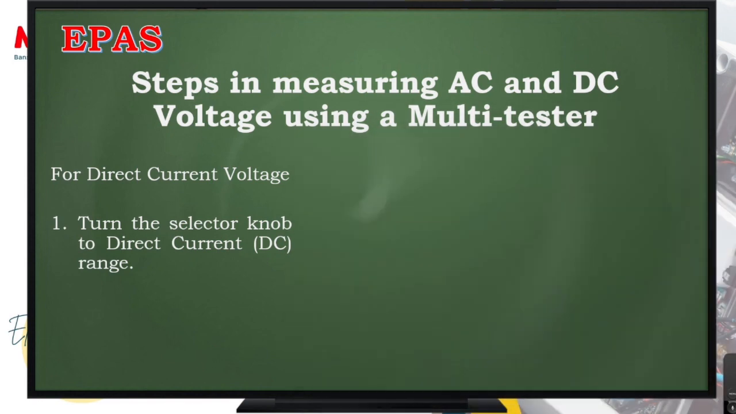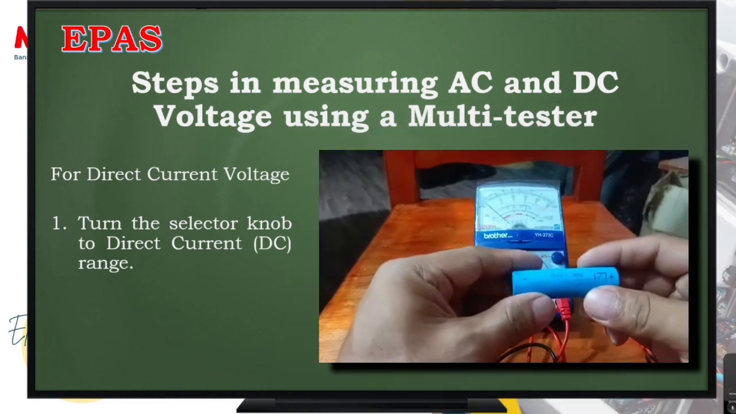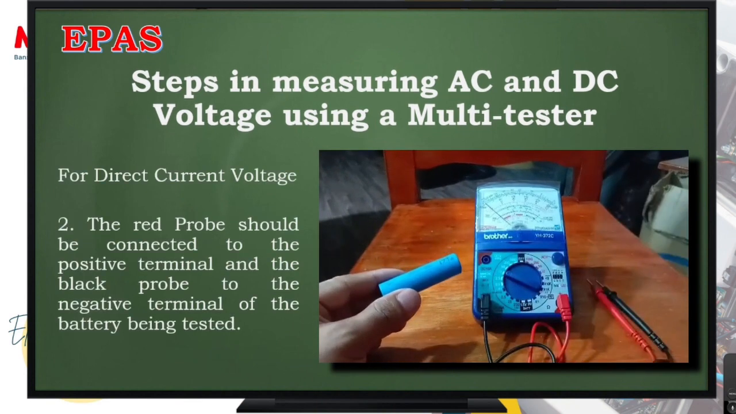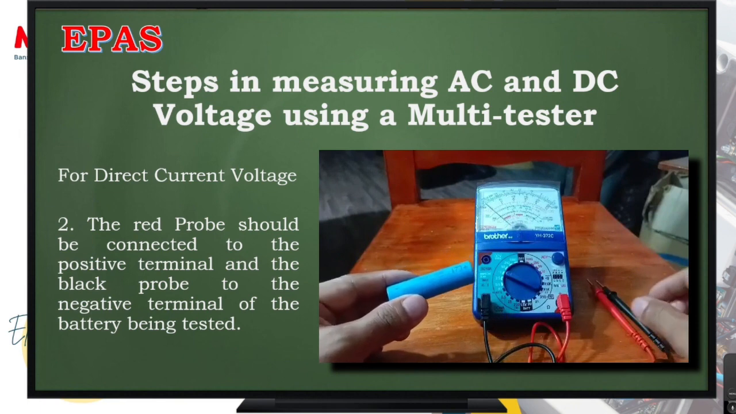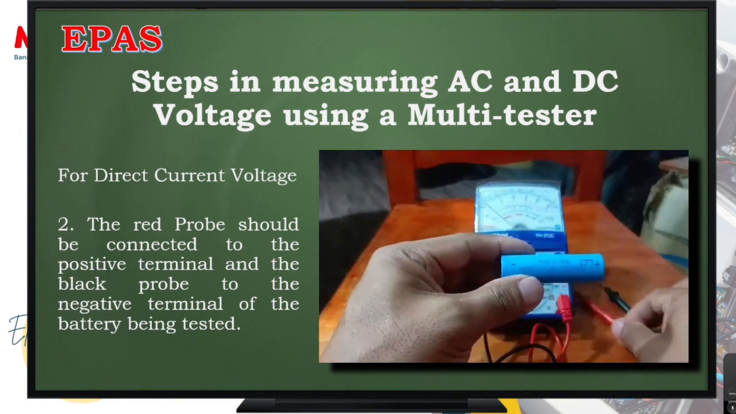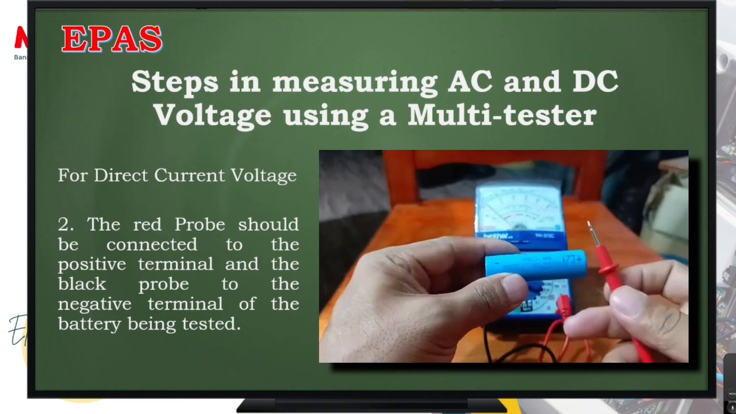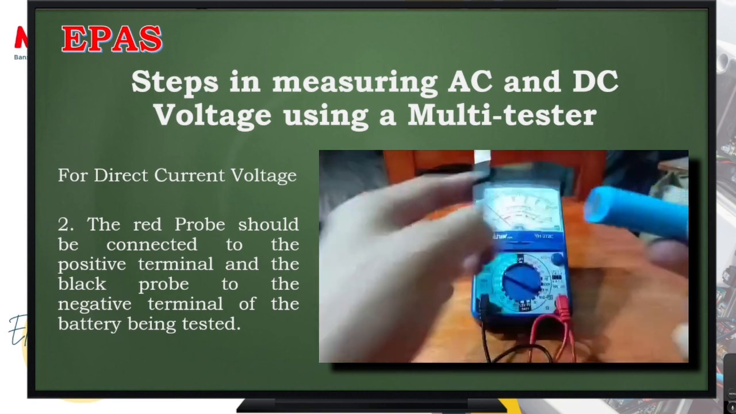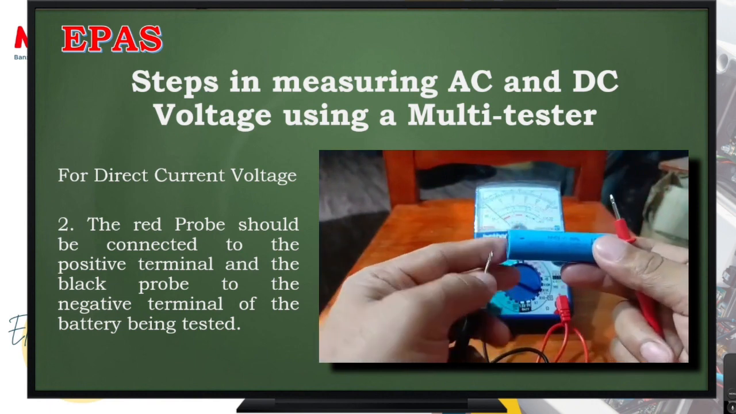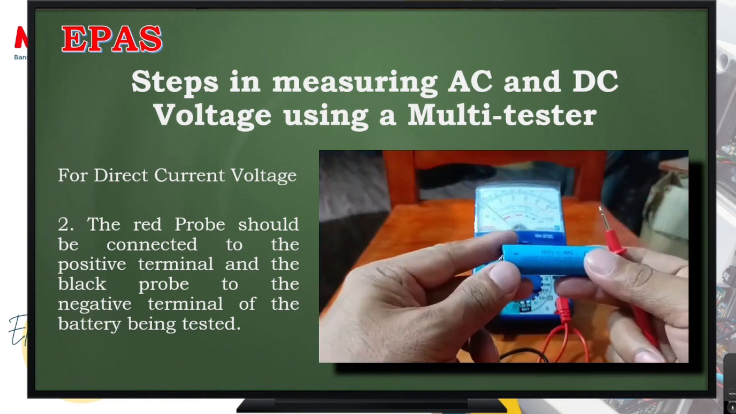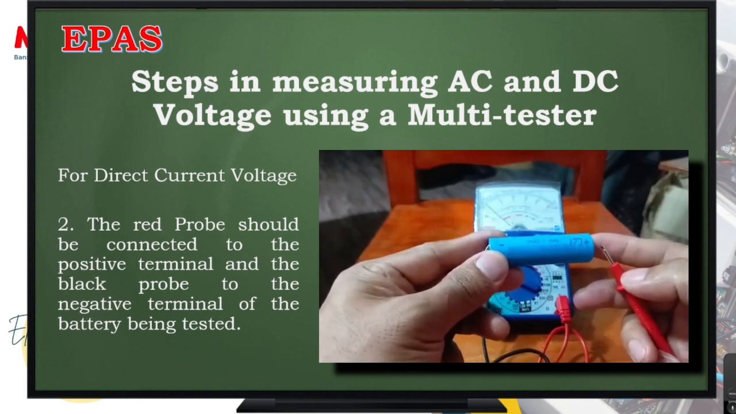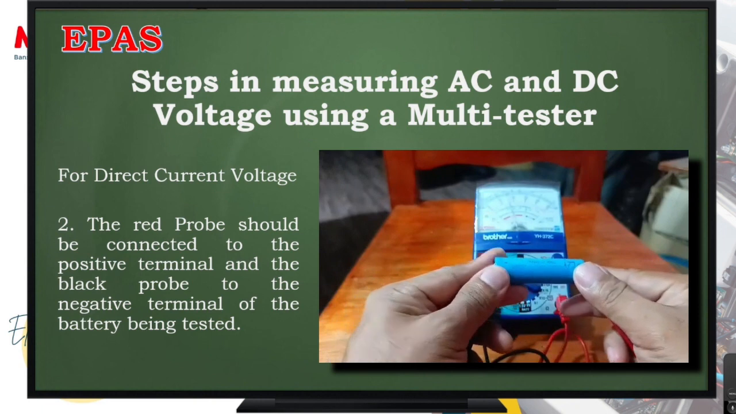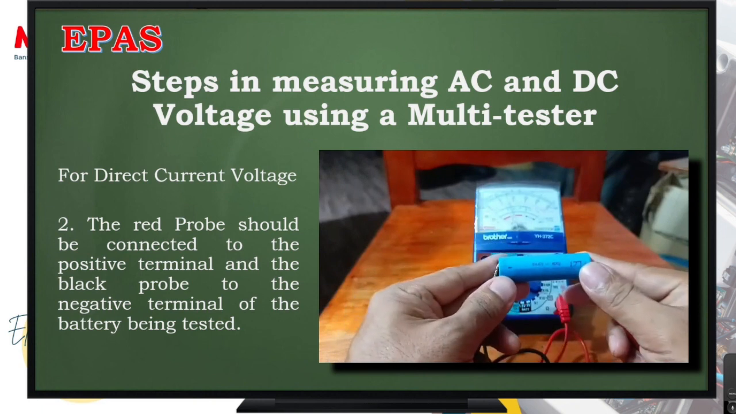Now, for DC voltage, turn the selector knob to the DC range. However, unlike in AC voltage, reading for DC has a polarity. The red probe should be connected to the positive terminal and the black probe to the negative terminal of the battery being tested. In case polarity is not observed, the needle pointer will move backward, which may possibly cause damage to the instrument.